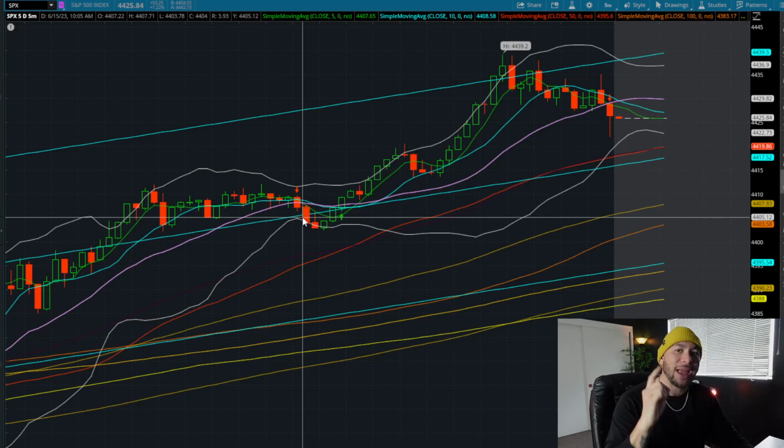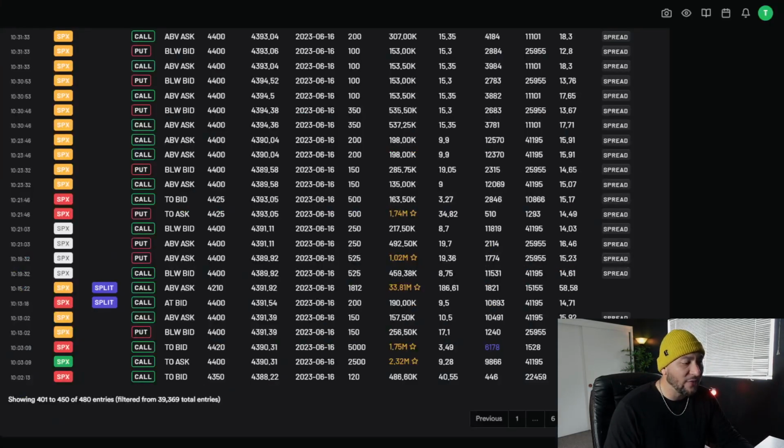Now, I had my eye on the options flow, and if I bring up the options flow here, look at this $2.3 million bet that came in at 10:03 Pacific Standard Time. Look at this $1.75 million bet that came in at 10:03 Pacific Standard Time. I would assume this is the same fund, the same trader, same institution. But look at the 44.20 calls and the 4400s.